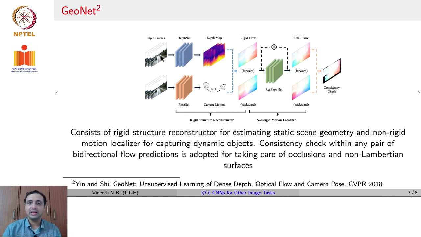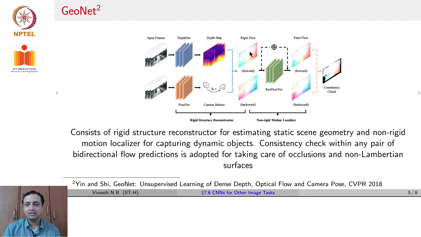Then a depth network estimates depth on each of these channels, and the interactions between the depth maps of these temporal frames give an estimate of what is known as rigid flow, which is the flow of stationary objects in the scene. And this is then combined with a non-rigid motion localizer, which uses optical flow. If you recall, we talked about optical flow in the initial lectures of this course. So it uses an optical flow based approach to get a non-rigid motion localizer. This is for dynamic content in the scene.